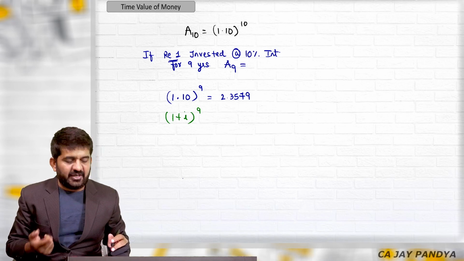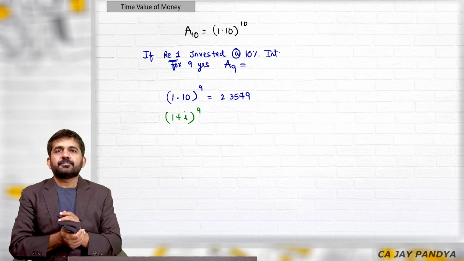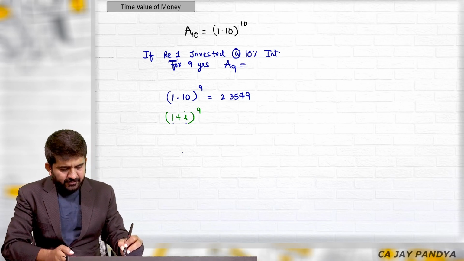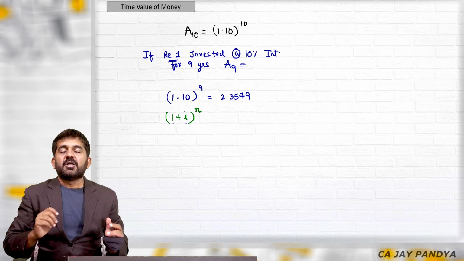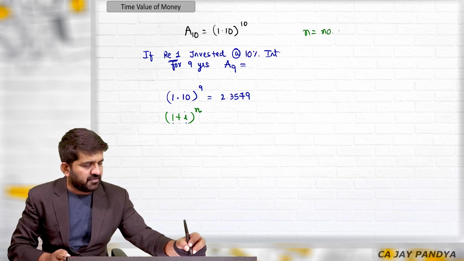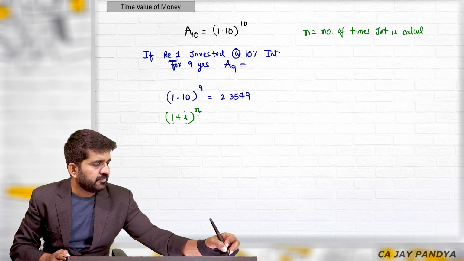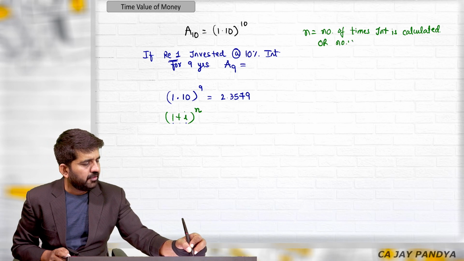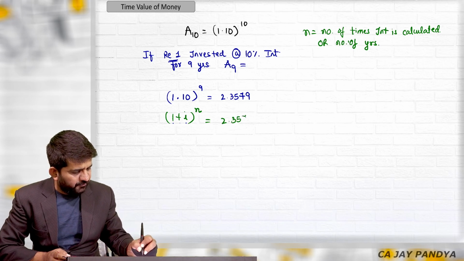If 1 rupee is invested for a period of 9 years at a 10% compound rate of interest. Please understand, what is this? 1 plus I raised to 9. And what is 9? It is nothing but the number of times interest is calculated. So n is nothing but the number of times interest is calculated, or number of years. This is nothing but 2.3579.